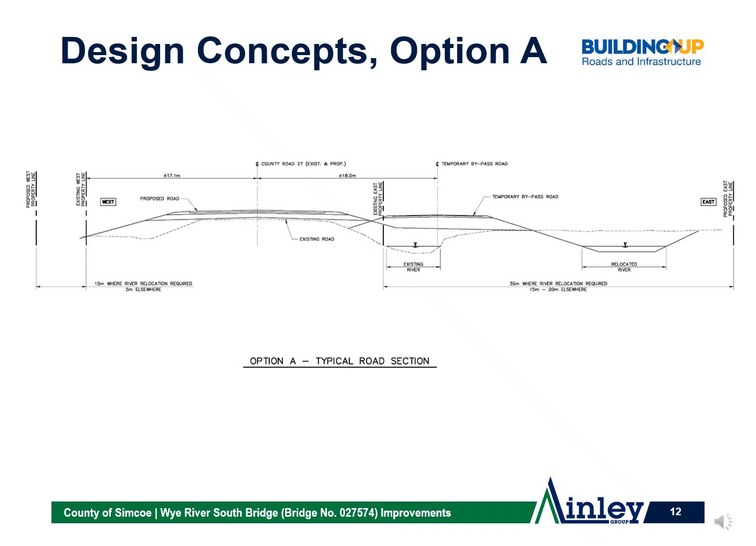This cross-section for design concept option A shows the existing road platform, the proposed road platform, the road embankment, and the river location. As illustrated, the proposed road platform and embankment are quite a bit wider than the existing. In addition, the center line of the proposed temporary bypass road will have to be located approximately 18 meters to the east of the center line of the existing right-of-way.